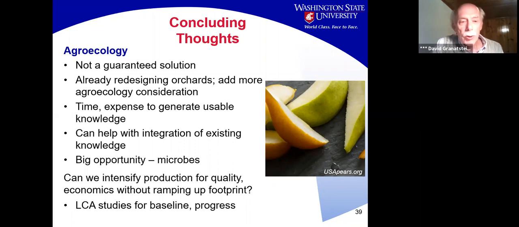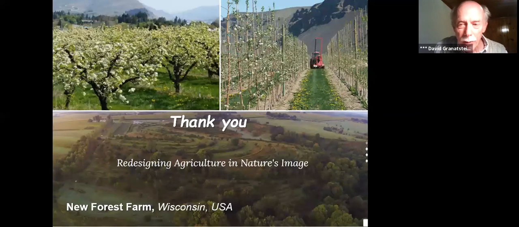I really think that's an opportunity that's out there. And the microbial world probably is one of the biggest. We've got a huge amount of opportunity to learn and to apply what we can about partnering with the microbes that are around us. So a final question would be, can we intensify production for quality, which is a big issue with our fruit, for economics, without dramatically ramping up the footprint? And let's do some of these footprint type studies to set baselines and then use them to monitor whether we're making progress. So with that, that finishes my first presentation.